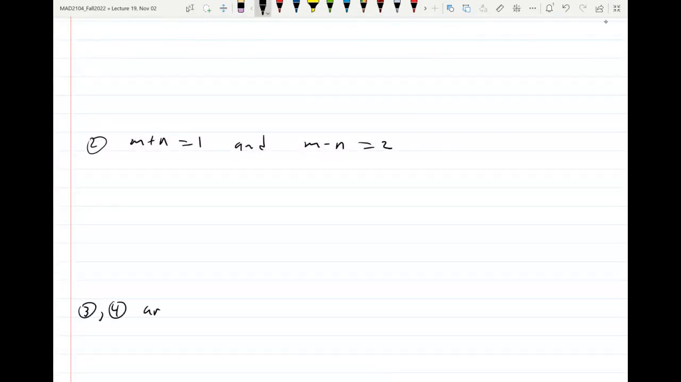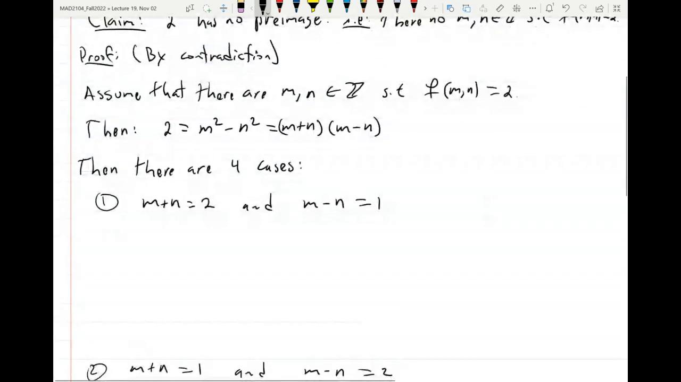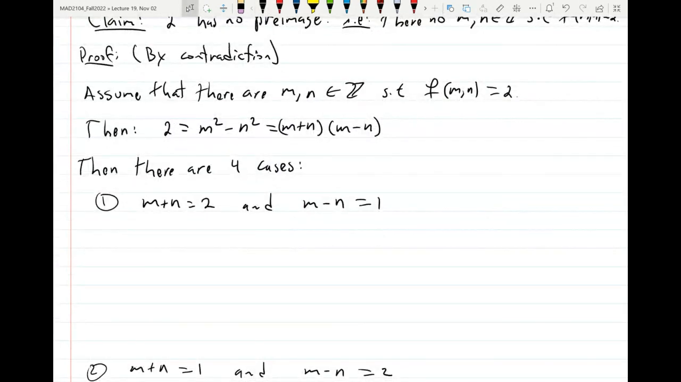Now, I'm gonna say 3 and 4 are similar to 1 and 2, but with -1, -2 instead. Okay, I'm gonna leave it to you. We're gonna prove that 1 and 2 lead to a contradiction, and then I'll leave it to you to check that in a similar way. 3 and 4 will lead to a similar contradiction, because they are essentially the same thing, as you're about to see. Okay, so if we assume that 2 has a pre-image, it means that 2 can be factored.